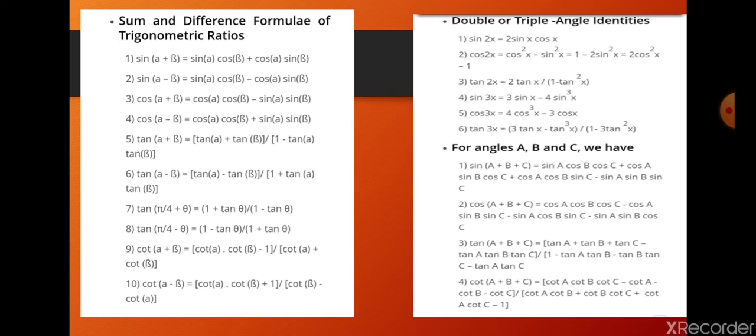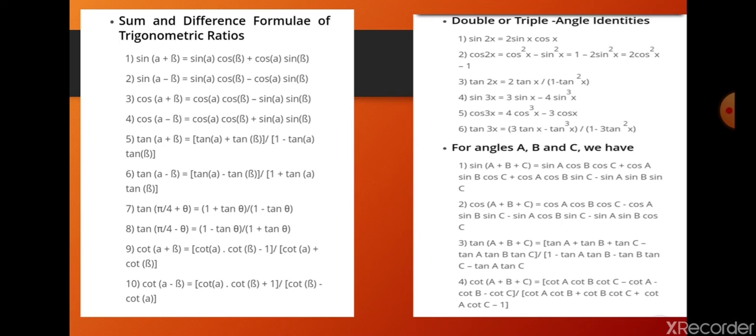These forms can all be obtained by substituting cos square x equals 1 minus sin square x or sin square x equals 1 minus cos square x. Tan 2x equals 2 tan x divided by 1 minus tan square x. Sin 3x equals 3 sin x minus 4 sin cube x. Cos 3x equals 4 cos cube x minus 3 cos x. Tan 3x equals 3 tan x minus tan cube x, whole thing divided by 1 minus 3 tan square x.